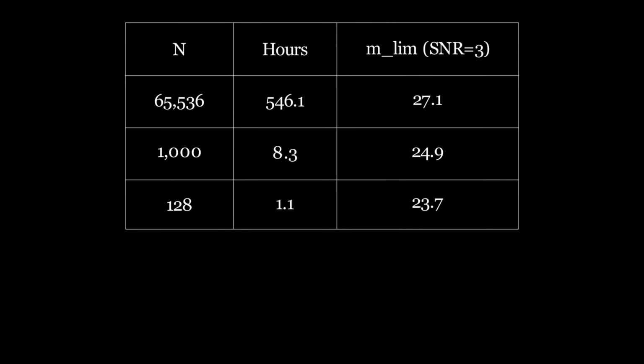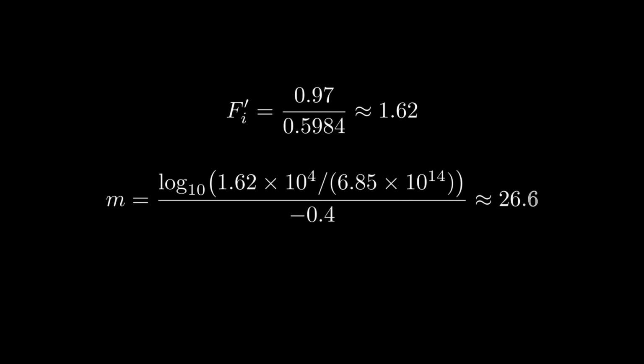Now, 65,000 30-second exposures is 550 hours. I don't think anybody's doing that. But maybe you got 1,000 or 128 exposures, and that'll be your limiting magnitudes there for an SNR of 3. But that's assuming every photon that hit the aperture actually was a detection. So now we got to factor in the transmission of everything in our optical train. Again, the transmission factor was about 60%, which gives a final magnitude of 26.6.